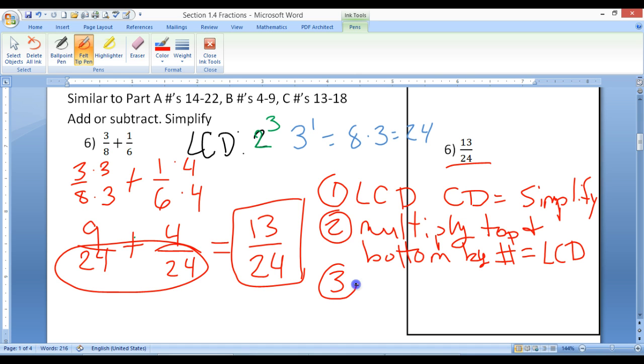Number 3, add or subtract the numerators. Do not add the denominators, you keep them. Now, if you have done it by finding the lowest common denominator, you do not need to simplify. If you have just done the common denominator, you need to add step 4, which is then simplify. Okay, let's move on to the next one. If you feel that this was a little too much, go ahead and rewind it and rewatch number 6 again in any method that you prefer.